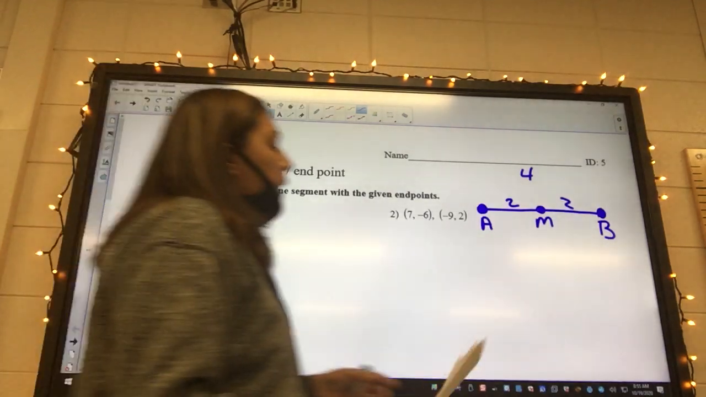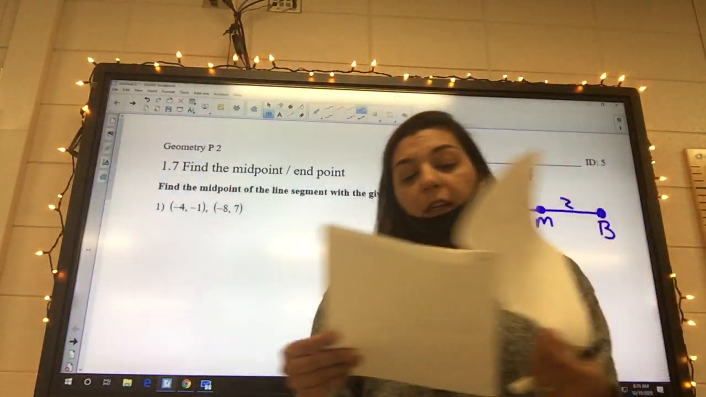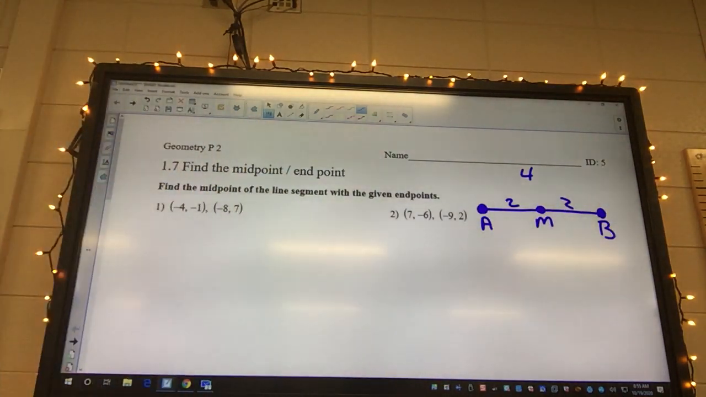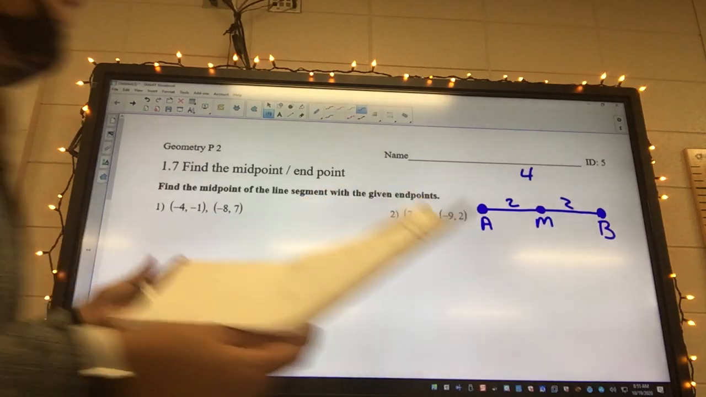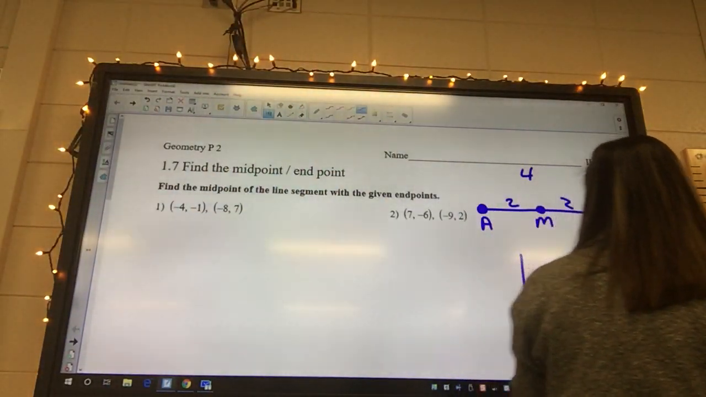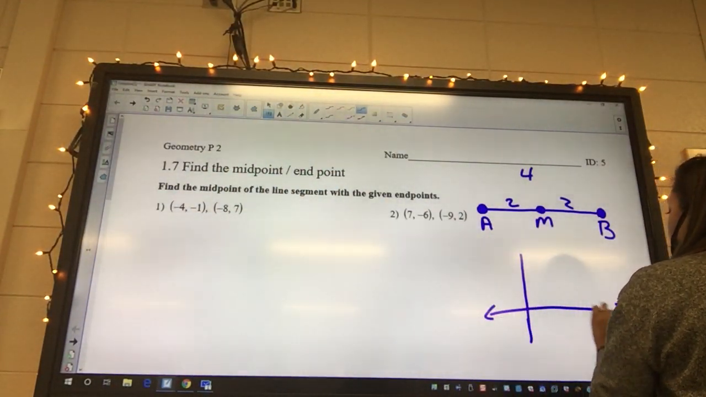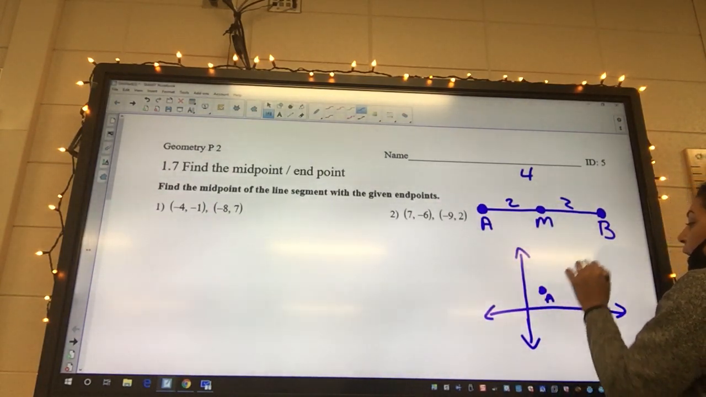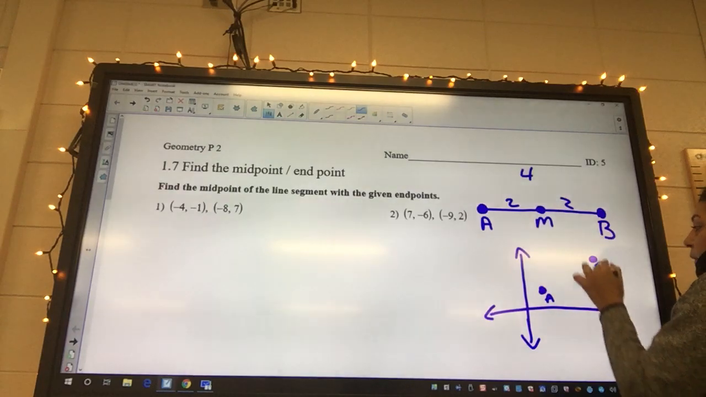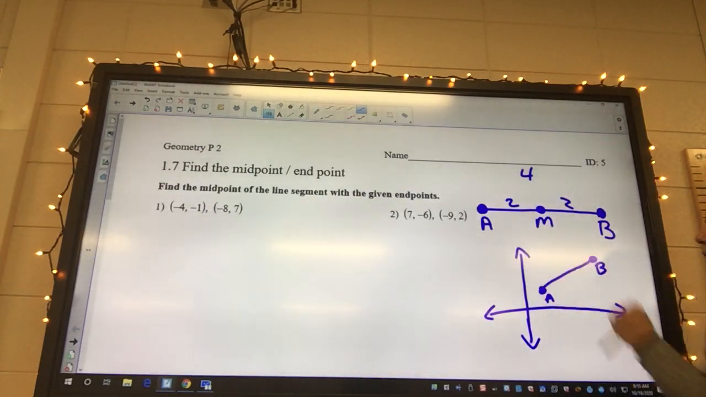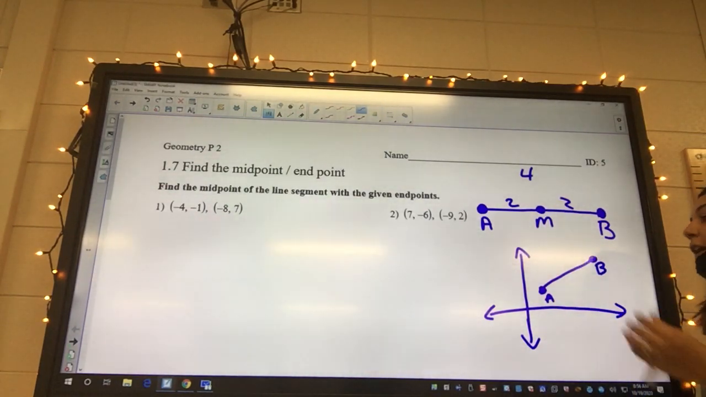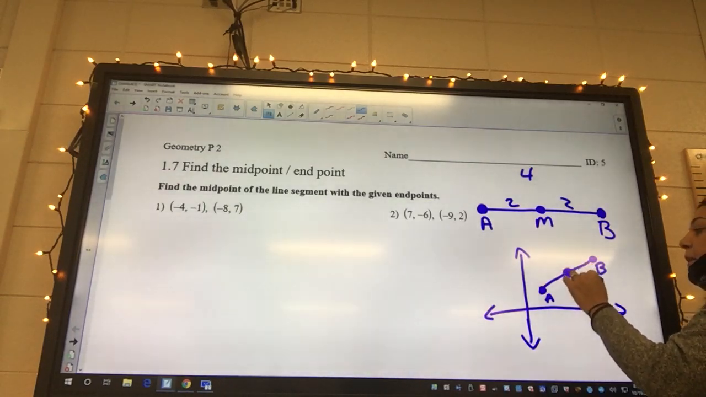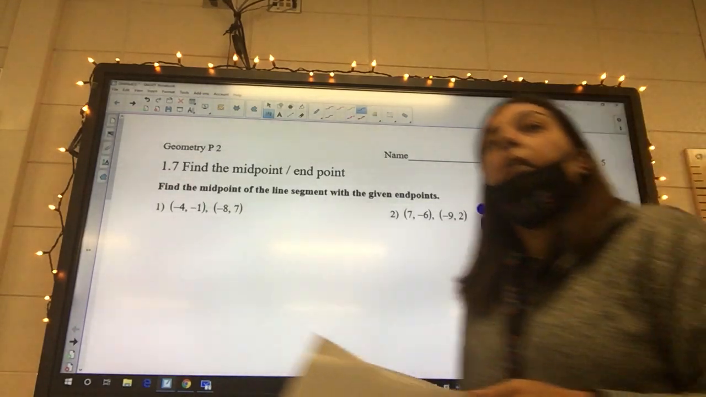The other way that you might look at the midpoint is if you look at your next page, there are graphs, and that's called the coordinate plane. You guys have all seen graphs before, and it's the same thing. If we're given this graph, we might have a point at A and a point at B. This is still a line segment, it's just on a graph this time. You're going to be trying to find that midpoint M. It's the same thing.